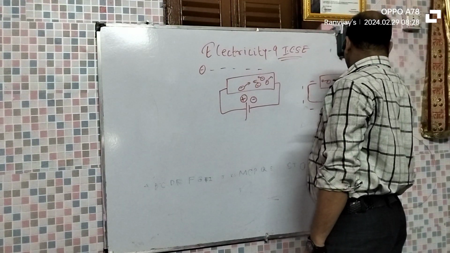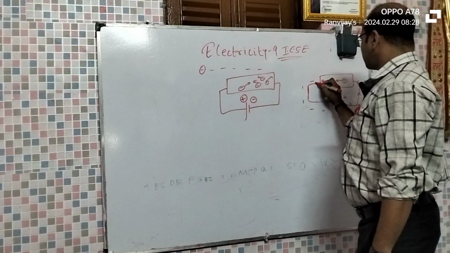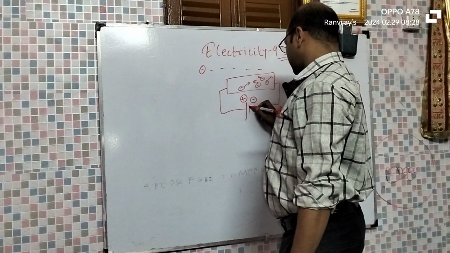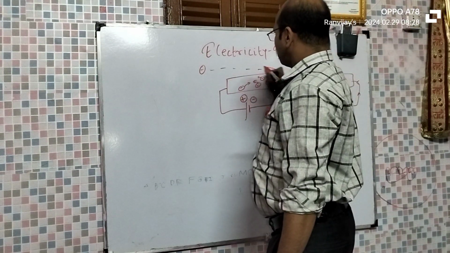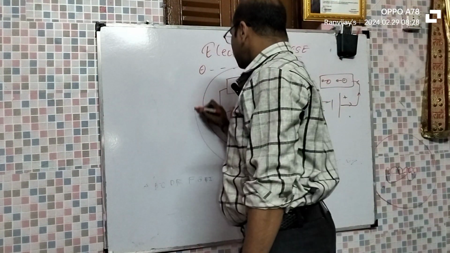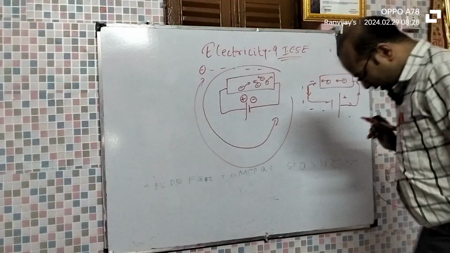and the direction of flow of electricity will be from the positive terminal of the cell to the negative terminal of the cell. So if in a conductor the electrons flow in one direction, then the current flows in the direction opposite to that of the flow of the electrons.